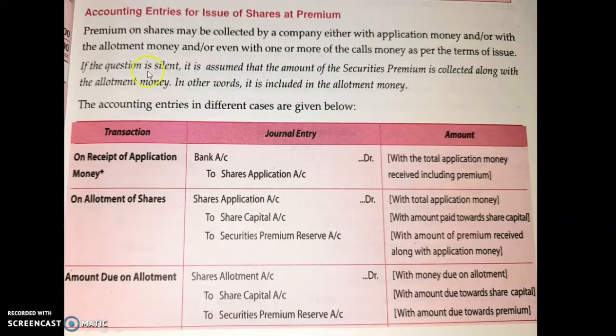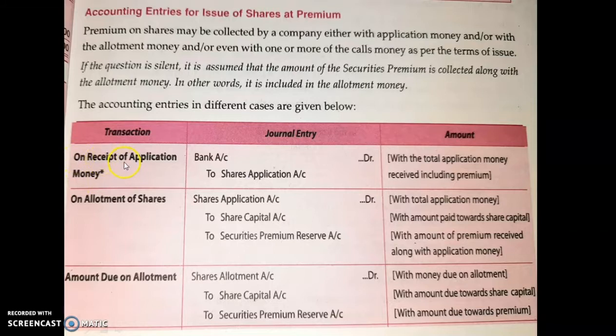So here are the accounting entries for issue of shares at a premium. Premium on shares may be collected by a company either with application money, or with the allotment money, or even with one or more of the call money as per the terms of issue. So if the question is silent, then that extra money, that is securities premium, you have to collect along with the allotment money. Okay. So here are the journal entries related to the issue of shares at a premium.